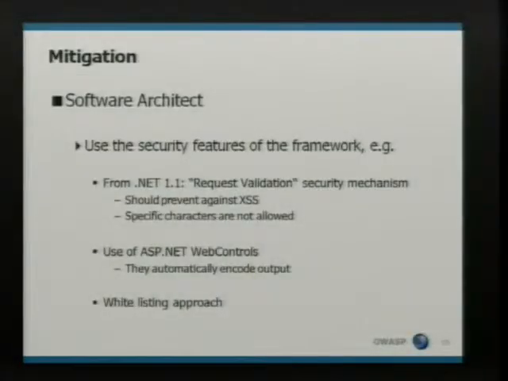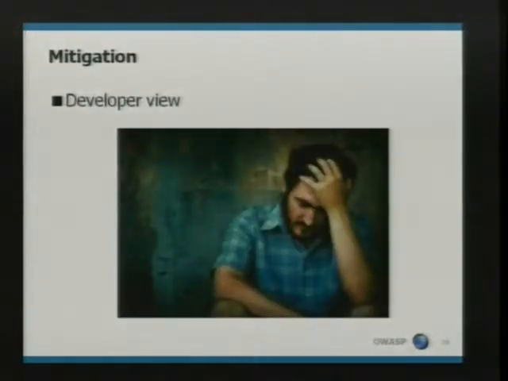Whenever the framework sees these characters, immediately an HTTP request validation exception occurs. So we are safe against cross-site scripting, and you know what? We are also using ASP.NET web controls, and they automatically encode output by definition. And furthermore, we're also using the whitelist approach because we know this is very good. So this is the software architect. Now we are coming to the developer view. What happens? Yeah, we suffer from depression, right?